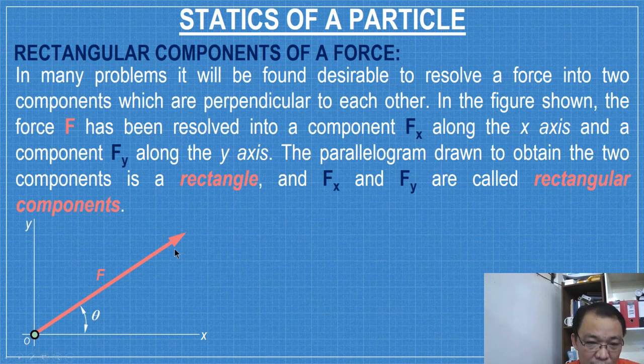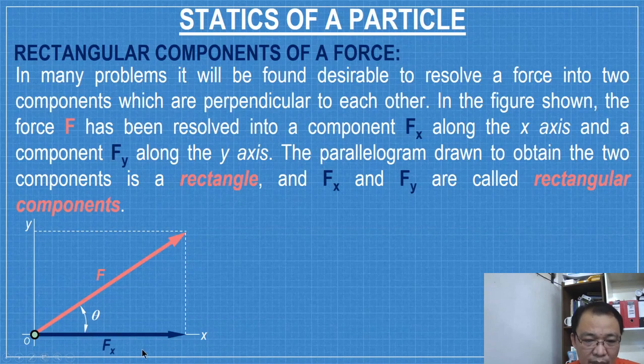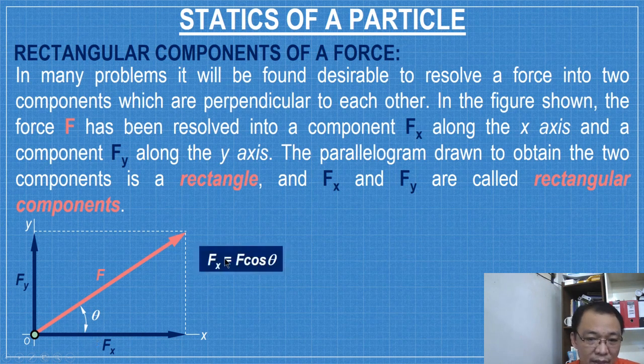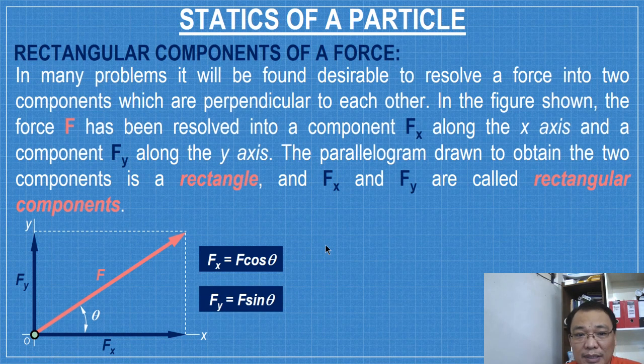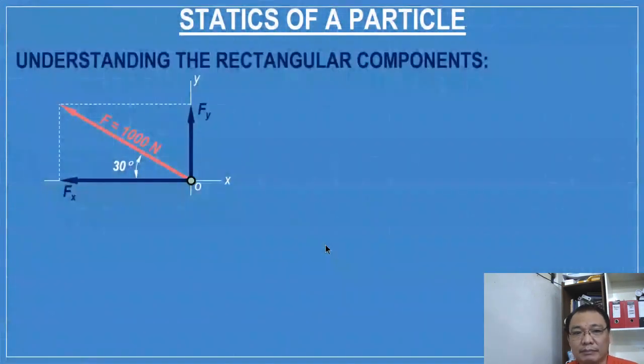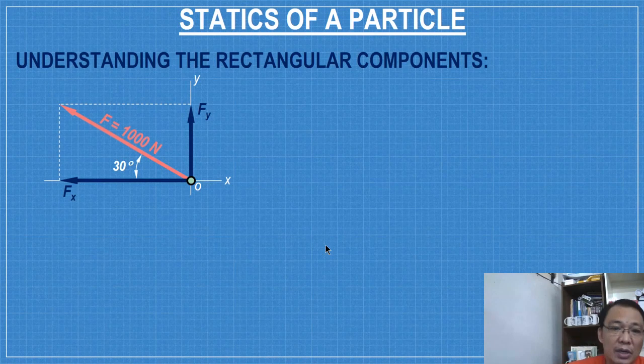So again, if you have this force, and then you get the components along the x and y axes, instead of a parallelogram, you will get a rectangle. So, construct a rectangle. The sides are the components. This one would be your Fx and then Fy. And from trigonometry, given F and theta, you can solve for the components. Fx is equal to F cosine theta and Fy is equal to F sine theta. So, it is simpler, because x and y are perpendicular. So let's try to understand rectangular components with the help of trigonometry.